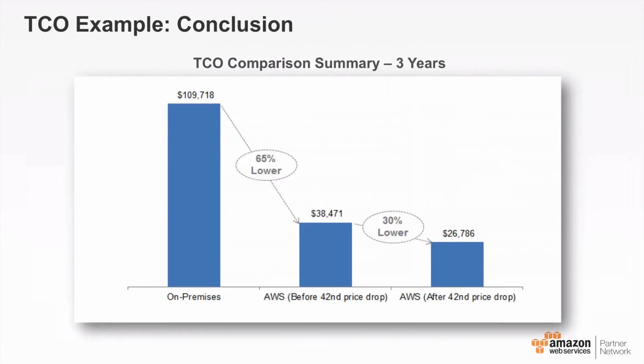So running this on premises, we believe has a cost of around about $110,000 over 3 years. Moving that to AWS, you're looking at a 65% reduction in costs down to $38,471 over that 3-year period. And then after our recent price drop, you're looking at $26,786 to run that over 3 years. So 65% lower pre-price cut and then a further 30% reduction following the price reduction. So very substantial savings available for this particular application by migrating it to AWS.